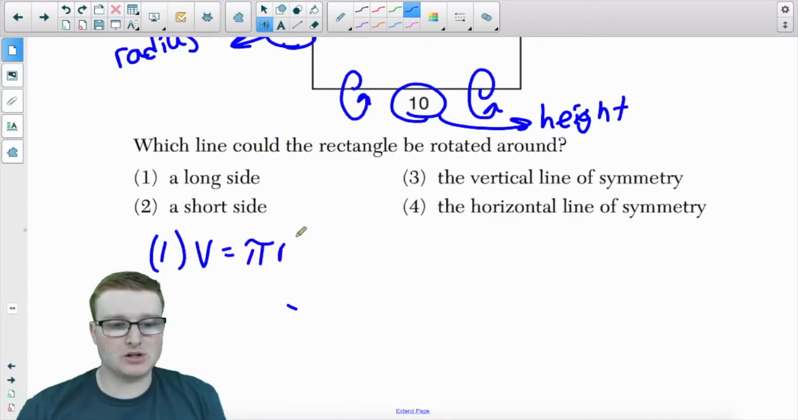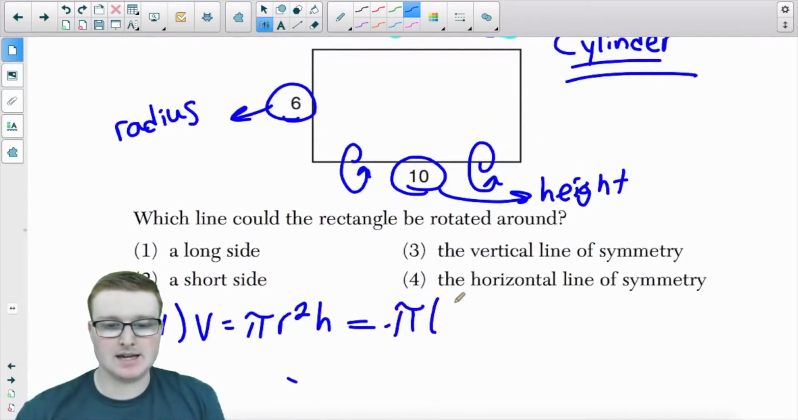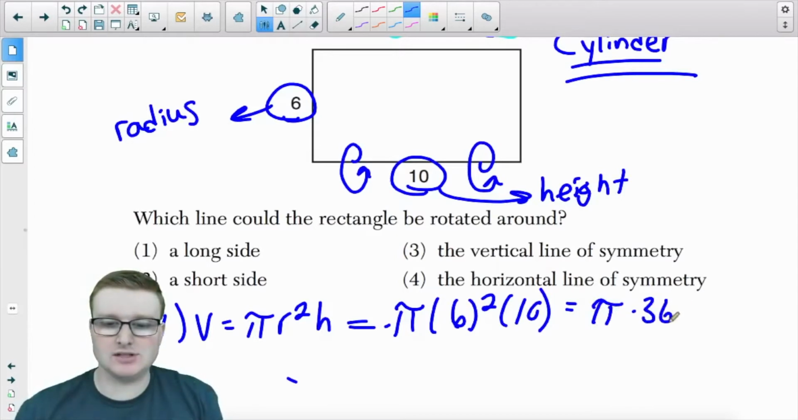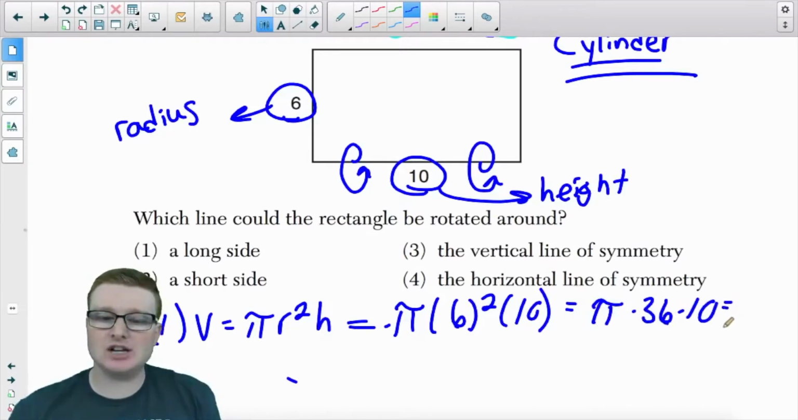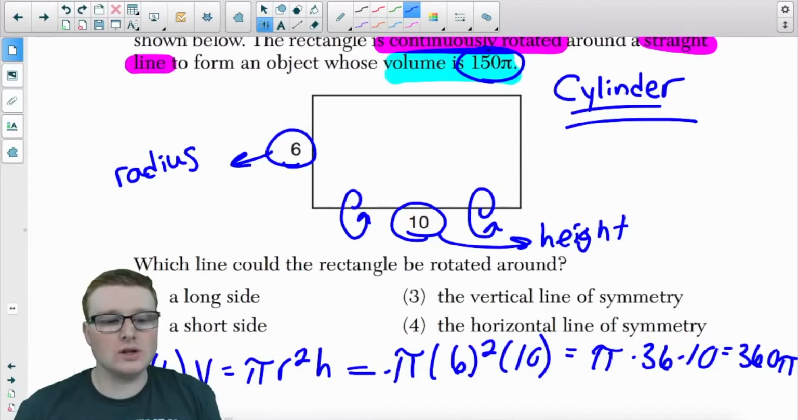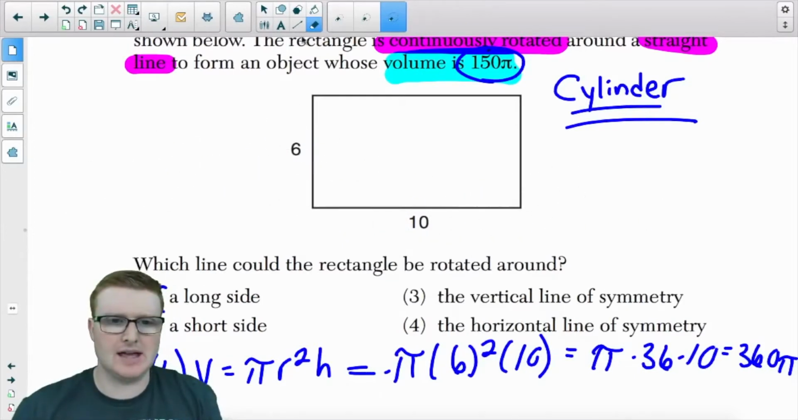The volume formula of a cylinder, this is choice 1 by the way, is pi r squared times the height. So in this case, the radius is 6, so we have pi times 6 squared times the height of 10, okay? Ignoring the pi for a second, let's just multiply the numbers. 6 squared is 36, so this is pi times 36 times 10. This, ladies and gentlemen, will yield an answer of 360 pi. So, unfortunately, the long side cannot work because it's asking you for a volume of 150 pi. You see how this is working so far? Let's keep going with this and see what we get.